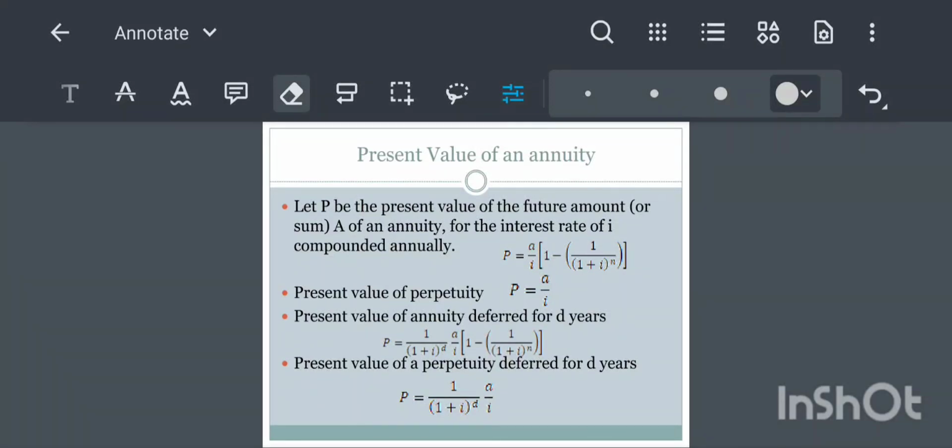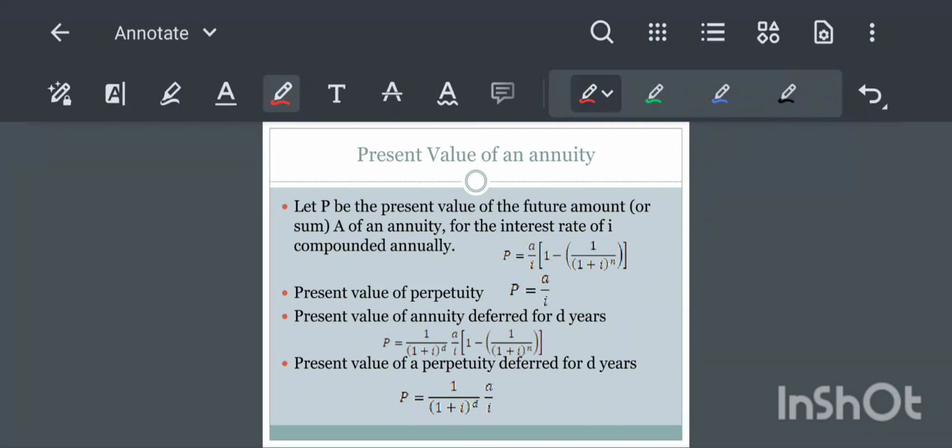Good day students. Here in this class we are going to discuss the present value of an annuity. In my previous class I taught you how to calculate the total amount of your annuity.